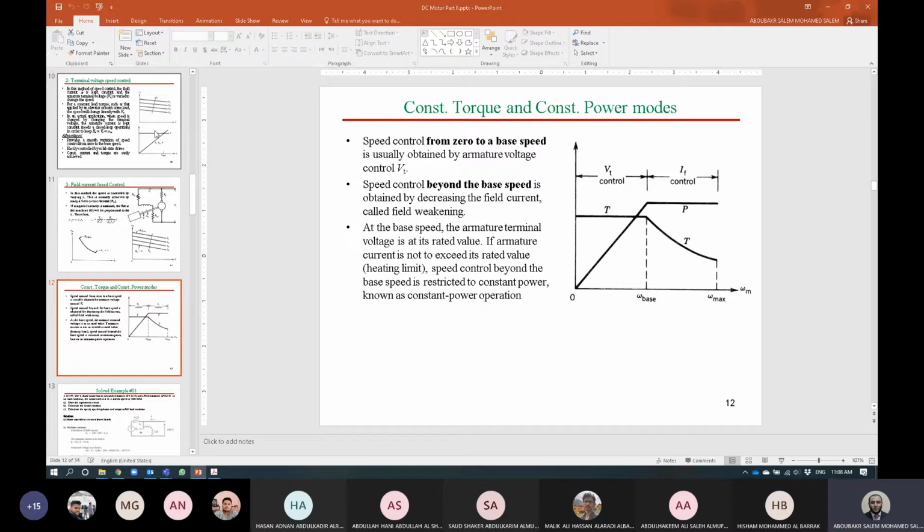This is, by the way, made by conventional techniques of control using motor generator set. It's called Ward-Leonard method. However, it's not used anymore using that motor generator set, but we make it based on DC drives using power electronic converters, as we will discuss, inshallah, by the end of the topics of DC motor control.